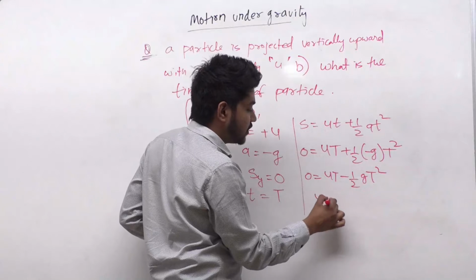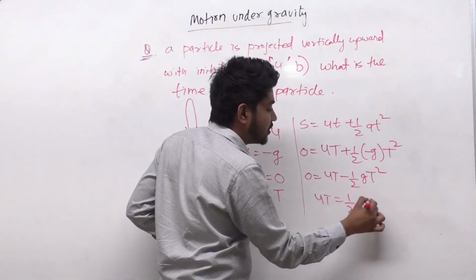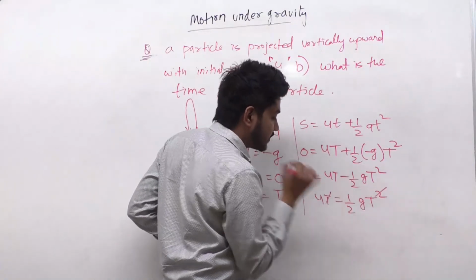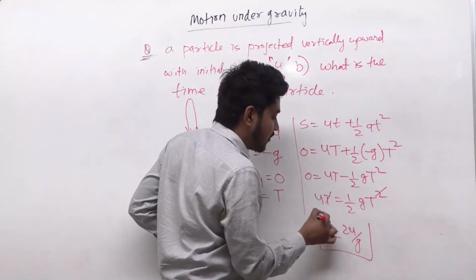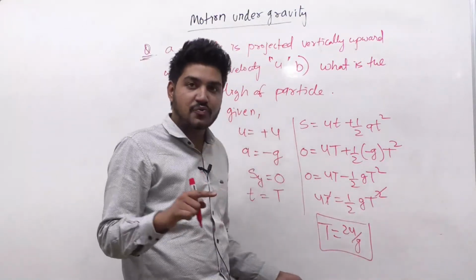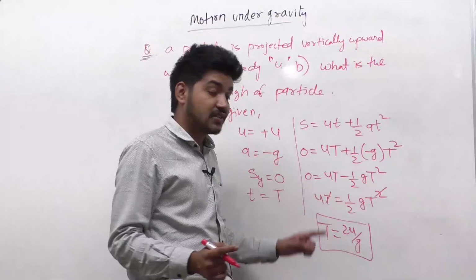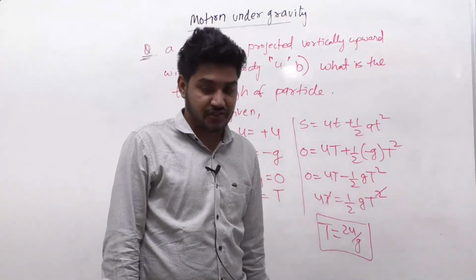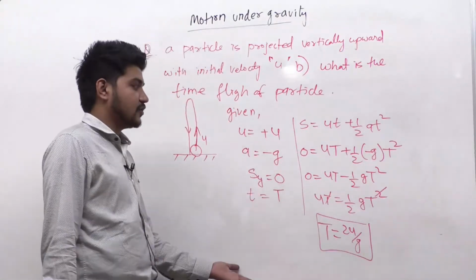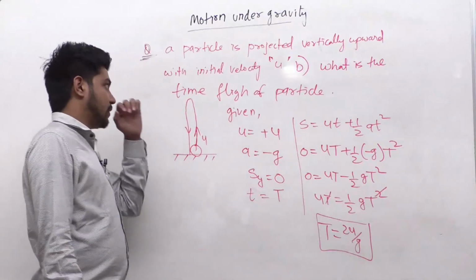So uT equals half g T square. From here one T will cancel out and the time will be 2u by g. So this is the time of flight, the time for which the particle was in air. Again I am saying this is not the standard result. The conditions will change, so the answer will change, right? So this is the second question that you can get from this particular concept.